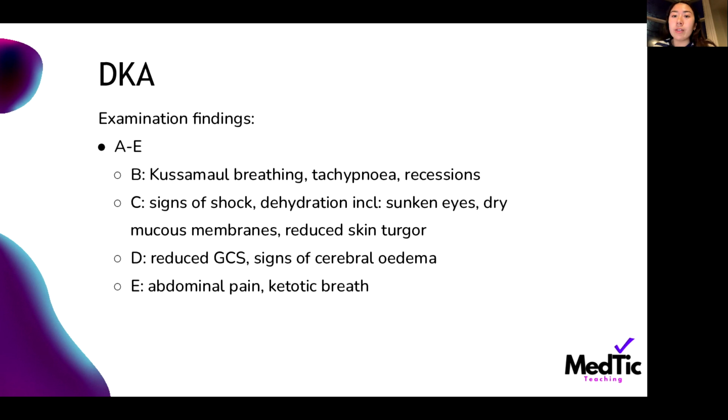In younger children, you might see recessions in the ribs. You will also maybe see signs of shock and dehydration. This can definitely come up in an OSCE. In fact, I'm thinking of a station where this came up. Just being able to recognize signs of dehydration and shock is very, very important for both your written and your OSCE exams. And then D, reduced GCS, also worried about signs of cerebral oedema. We'll go on to that in a bit when we look at the management guidelines. And then abdominal pain and a sort of pear drops smell on the breath. That's another classic buzzword. That's due to the ketones.